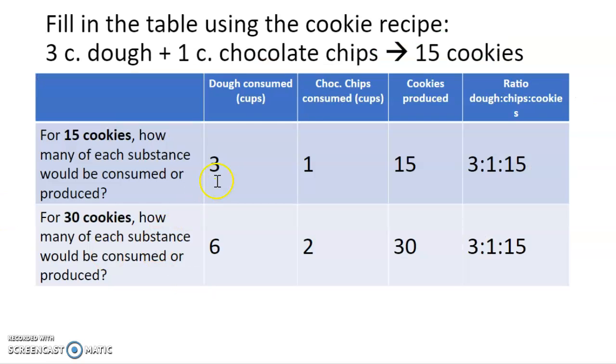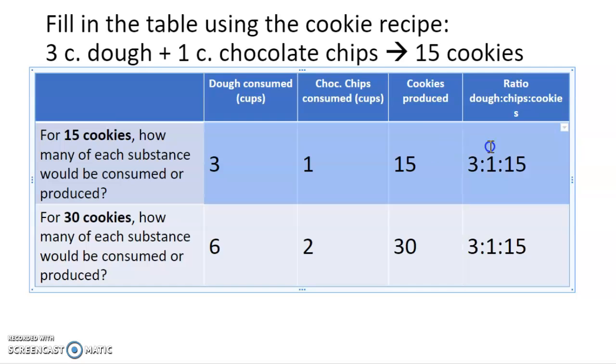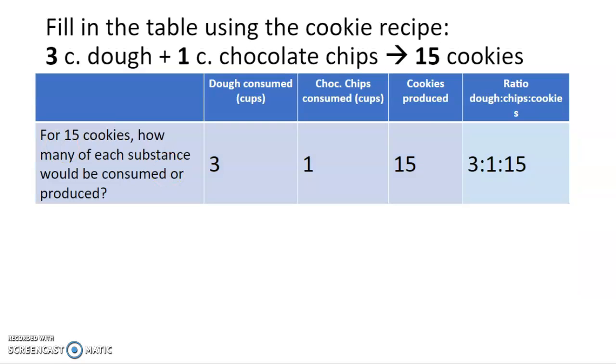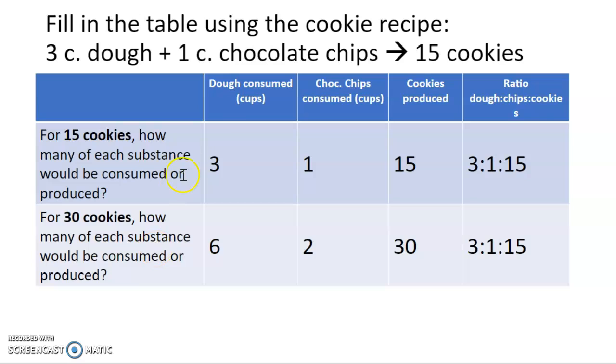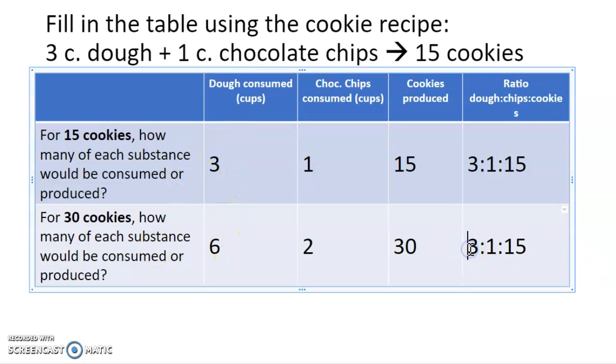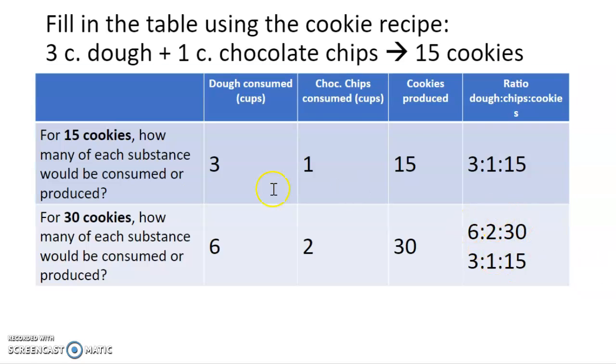When we're filling this out on our table, we copy our same ratio from slide 3. Then for 30 cookies, now it's a little different. For every 6 cups of dough, we need 2 cups of chocolate chips, which makes 30 cookies, which is similar and a more complex way of saying 3 to 1 to 15. For every 6 cups of dough, we need 2 cups of chocolate chips to make 30 cookies. So similar ratios, but more cookies than the 15.